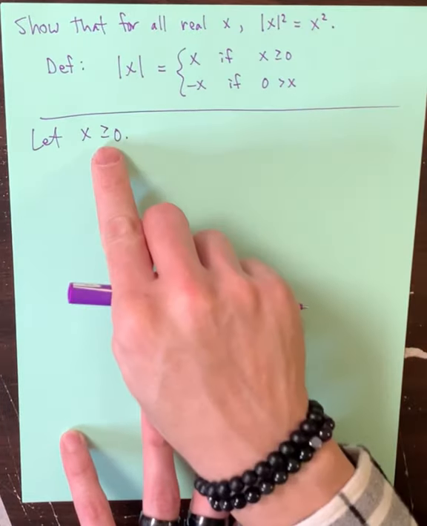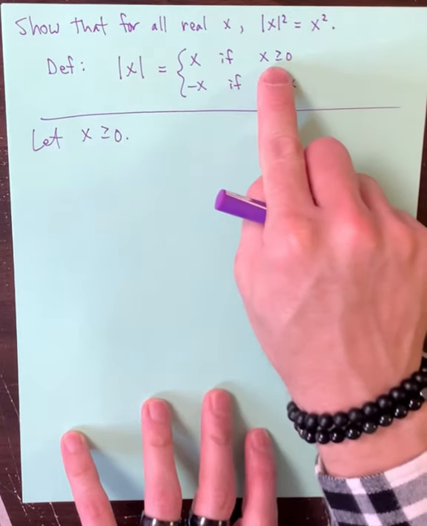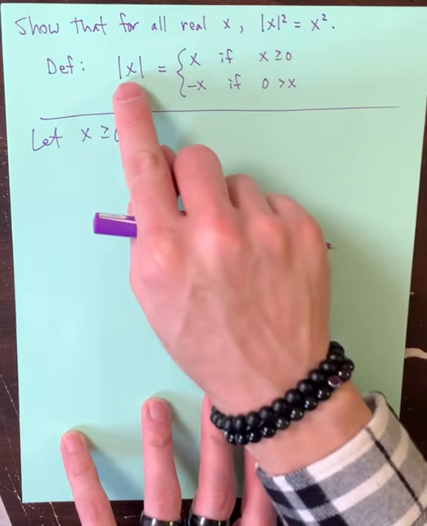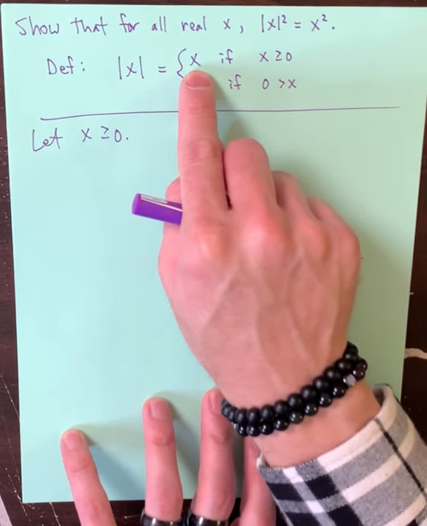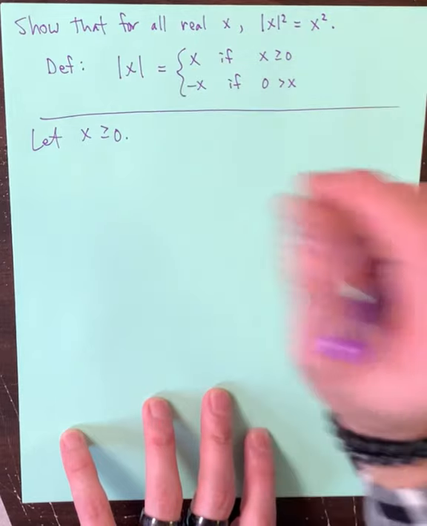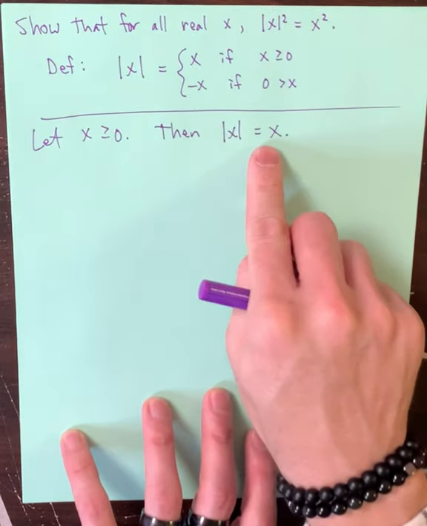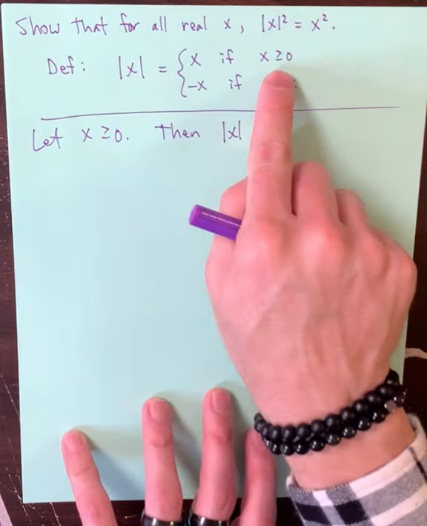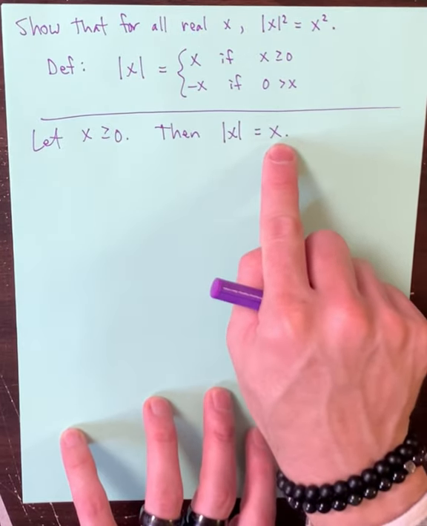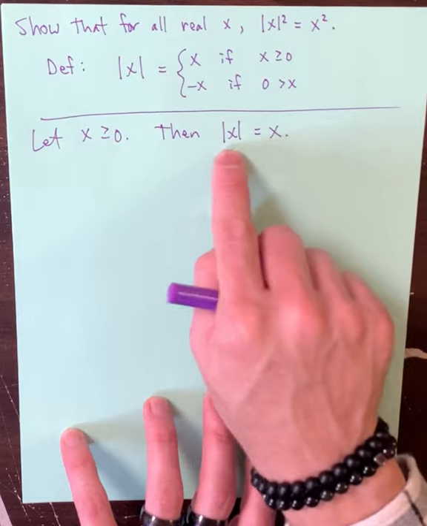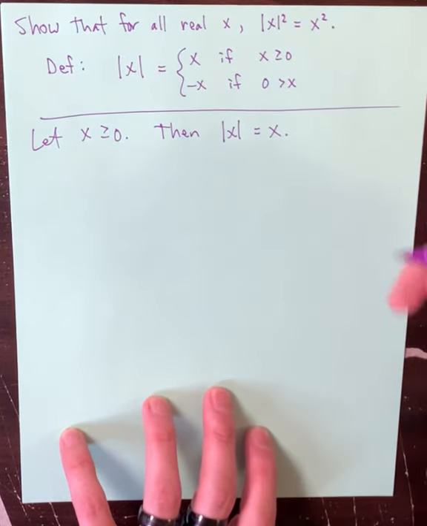Let's assume that x is greater than or equal to zero, which means that the absolute value of x equals just x itself, because it's positive or zero at its lowest value. So here's what we have. This is true, right? If x is that, then that is that. The absolute value of x would just be x itself. Now we have an equation that we can build upon.